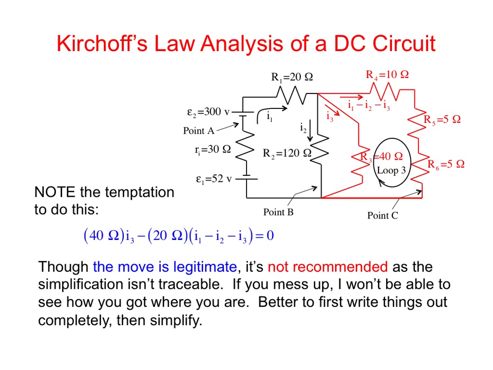And the reason why is because when you start simplifying stuff straight away with your first relationship, if you happen to screw something up and I can't figure out what you've done, I'm not going to be able to give you partial credit. It's much better to just go ahead and write everything out individually. Once you get it all written out individually, then you can simplify like this.